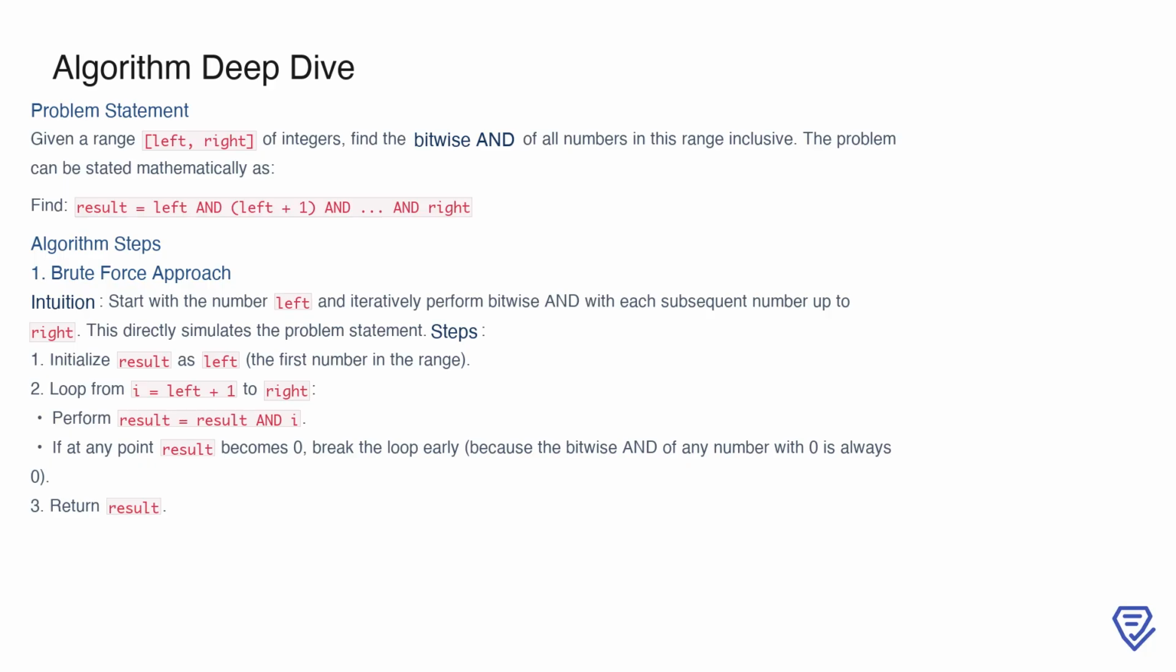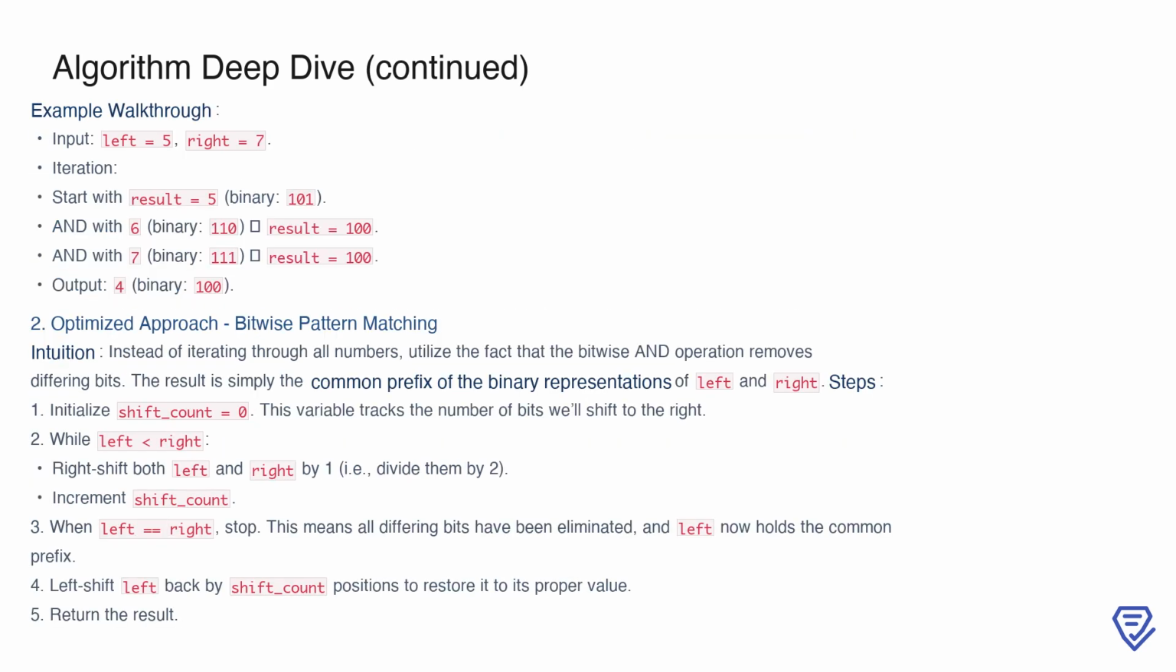We initialize the result as left, then loop from left plus 1 to right, updating the result with the AND of the current number. An important optimization here is that if result becomes 0 at any point, we can stop early, since the AND of any number with 0 is always 0. Finally, we return the result after completing the loop. While this approach works, it can be inefficient for large ranges, which prompts us to explore an optimized solution later. To better understand the brute force approach, let's walk through an example with left equals 5 and right equals 7.